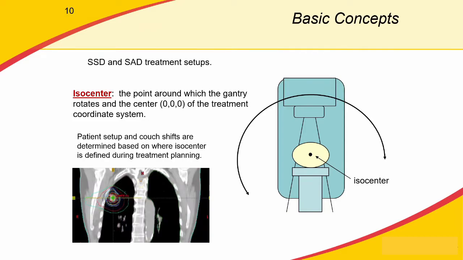Isocenter, with respect to the patient, is defined at the time of treatment planning. So we set isocenter when we start the treatment plan, and that will end up determining the couch shifts and the setup of the patient during treatment delivery.